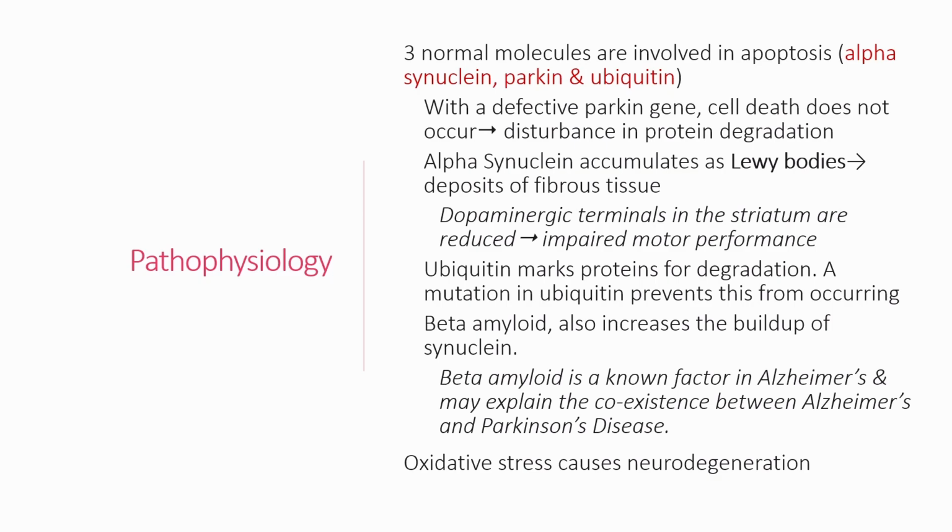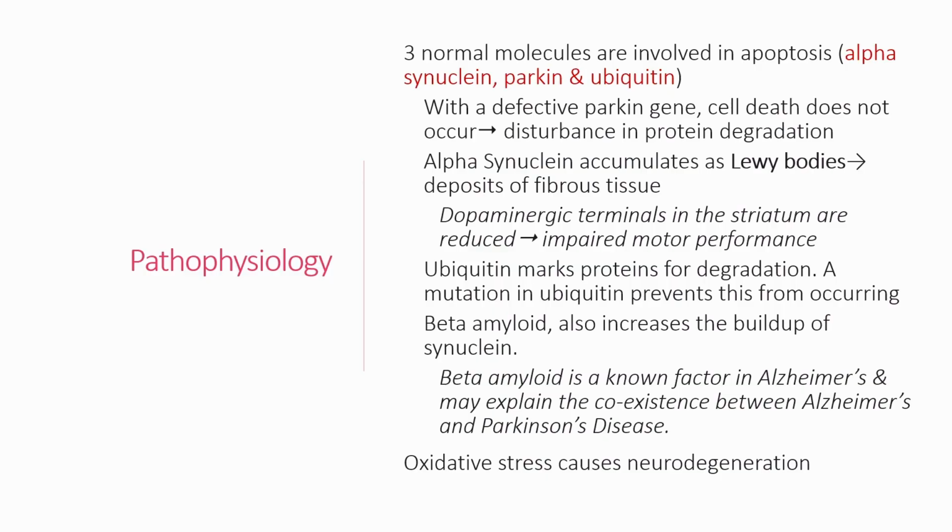Beta amyloid will also start building up in the presence of the buildup of synuclein. Beta amyloid is a known factor in Alzheimer's disease, and this beta amyloid may be the link between Alzheimer's and Parkinson's.